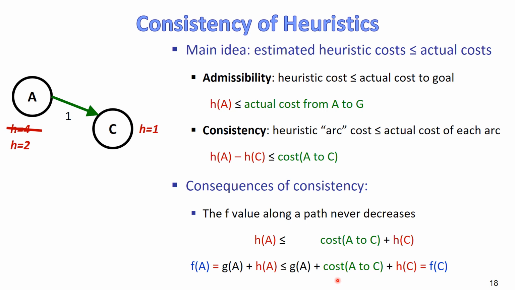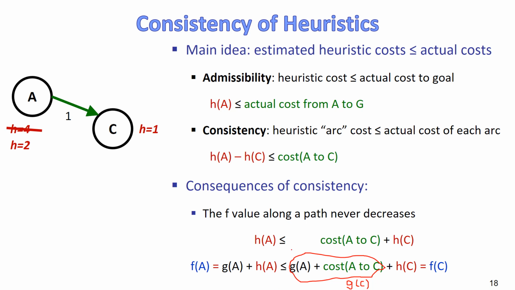Now the right side, G of A plus cost of A to C. What is this? G of A is the cost to go from the start state to A, plus the cost from A to C. So both together, this value is what? This is the cost to go from the start state, not to A, but to C. So that means this is G of C, the backward cost of C. This is the backward cost to A plus the cost of the edge, so it will be G of C. Now, G of C plus H of C, this is F of C.